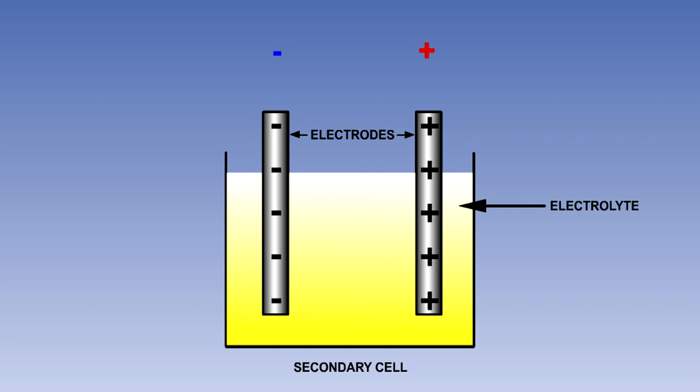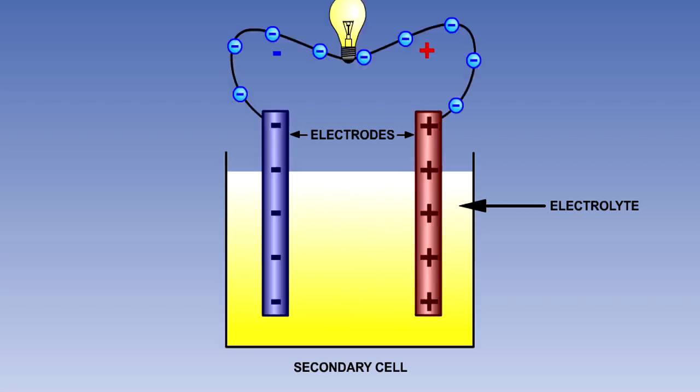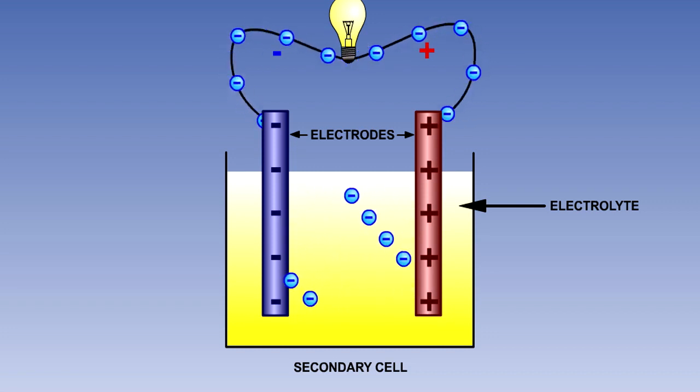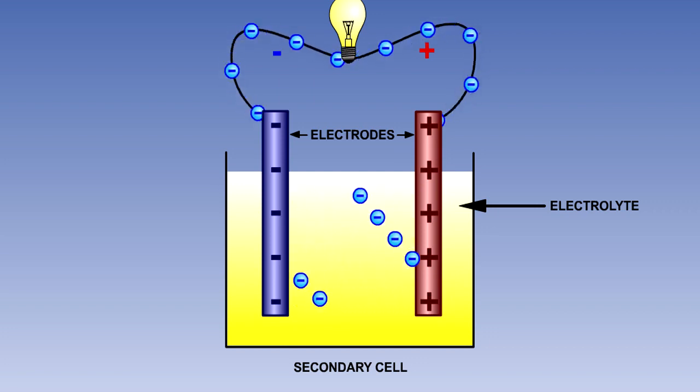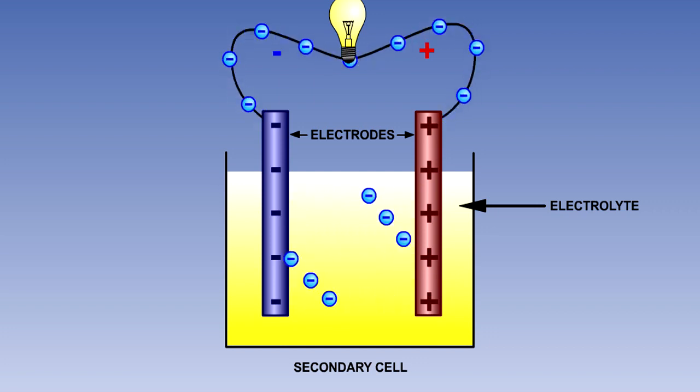They have two electrodes immersed in an electrolyte. The chemical reaction between the electrodes and the electrolyte causes a potential difference to build up between the two electrodes. When the positive and negative terminals of the electrodes are connected to an external circuit, electrons flow from the negative terminal to the positive terminal through the circuit. At the same time, more electrons are allowed to transfer inside the cell from the positive to the negative electrode.